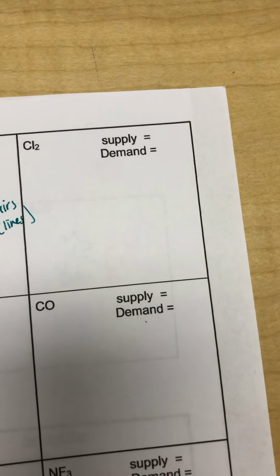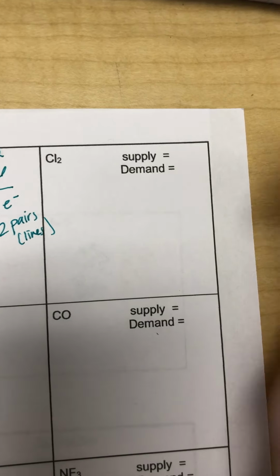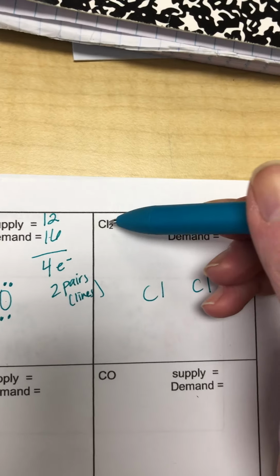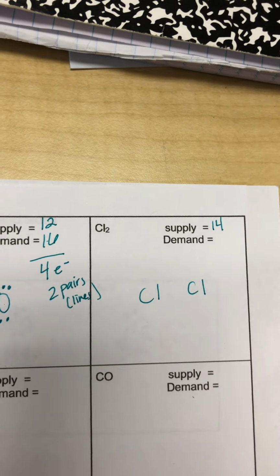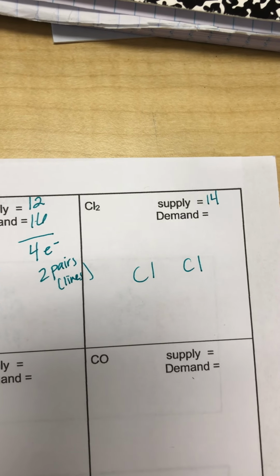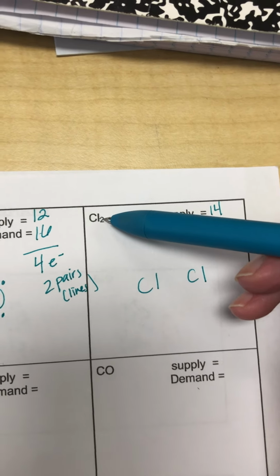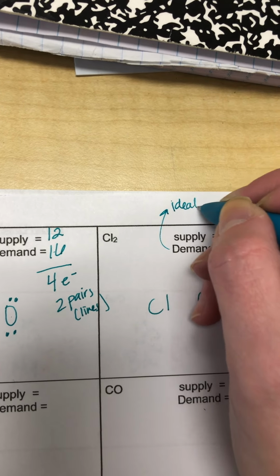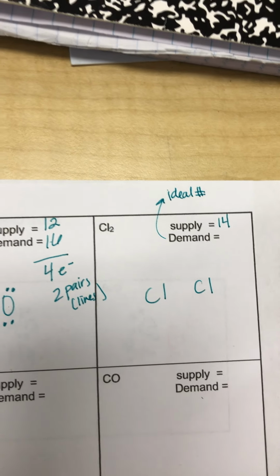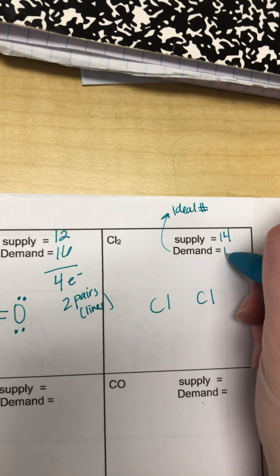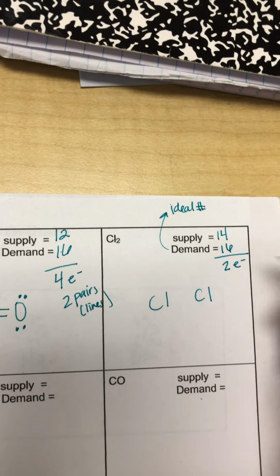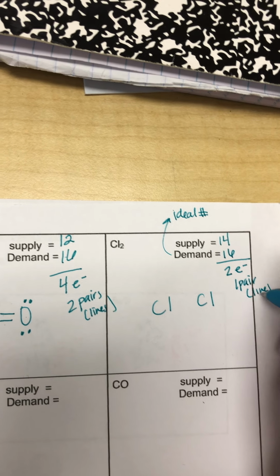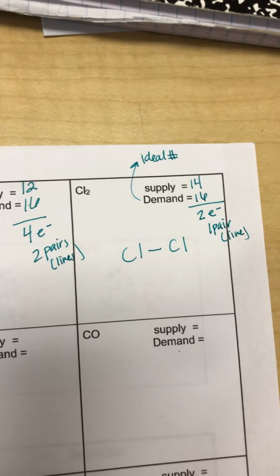Okay, Cl2 is very similar to iodine. Okay, I have 2 Cls supplying. They each have 7 valence electrons. There's 2 of them, so that's 14. Okay, my demand I figure out because if they both had 8, which is their ideal, okay, it's almost like your demand is the ideal number, okay, it's what they want. So they both want 8, so there's 2, so that'd be 16. When I subtract, find the difference, that's 2 electrons or just 1 pair, 1 line. So I just have 1 line in between.